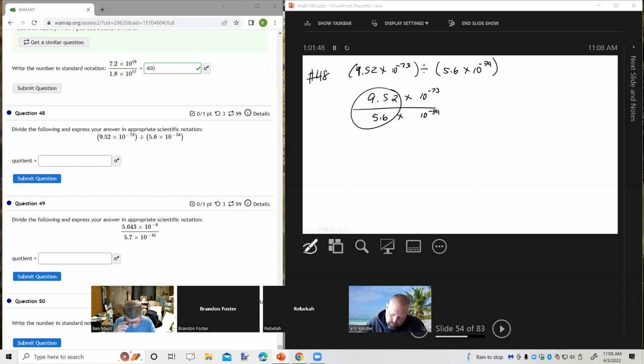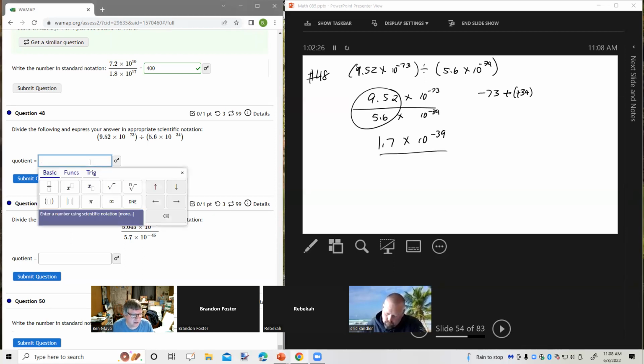And then this would be, let's see here, 9.52 divided by 5.6 is 1.7 times 10 to the, I've got negative 73 minus negative 34, right? Because it's top exponent minus bottom exponent. Subtracting a negative is like adding a positive. So we've got negative 73 plus 34. Which is negative 39. This is in scientific notation, so I don't need to do any further adjusting.